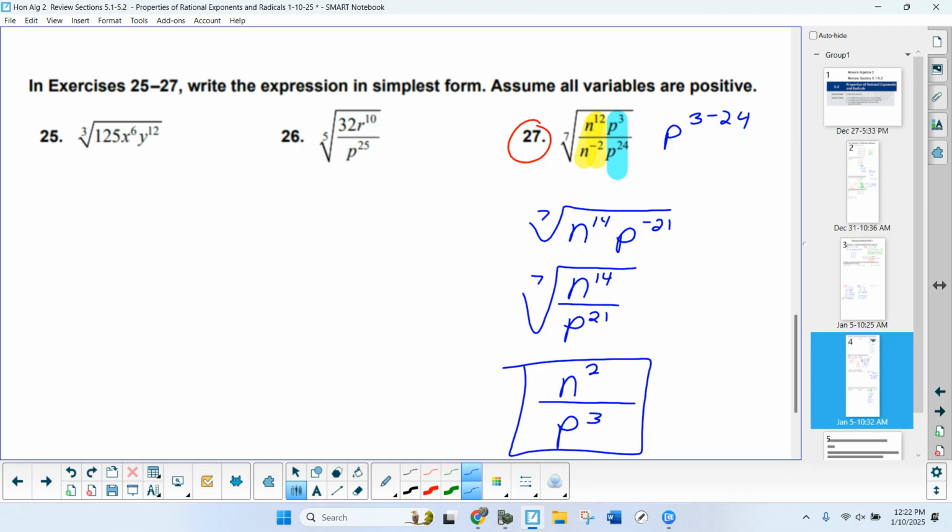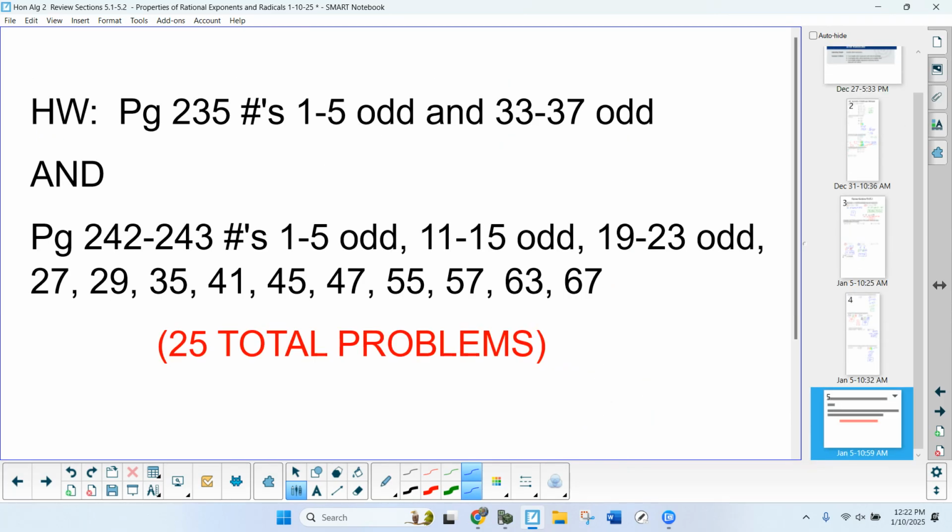I set both of them down. Is that wrong? Yeah. You did what? I set both of them down. We need to put the 21 in the bottom. The n does not go to the bottom because 12 minus negative 2 is positive, so it stays in the numerator. The p is the only one that has a negative, so it's the only one that goes down. That make sense? All right, rest of class time, 10 minutes. Get started.